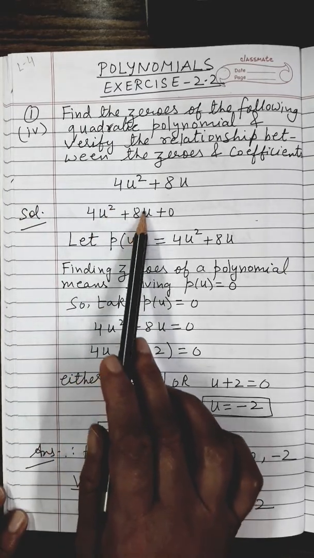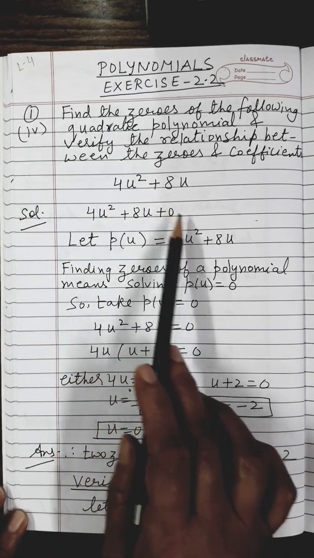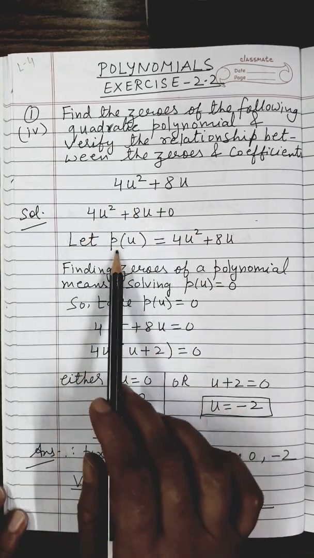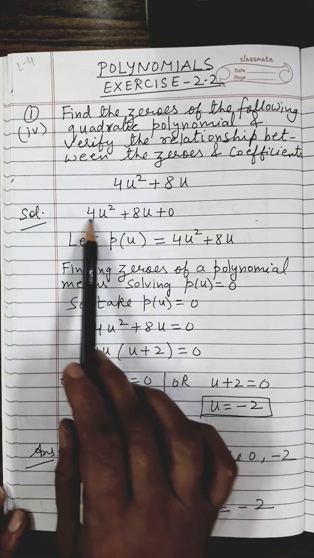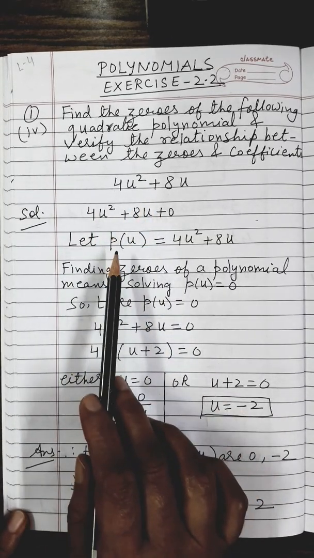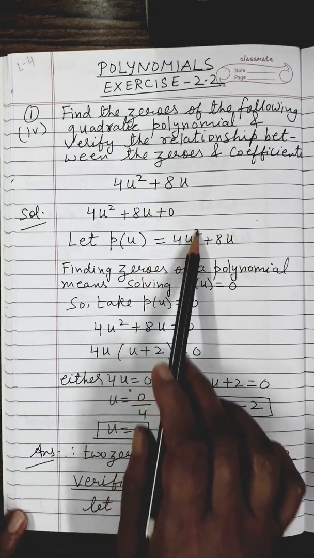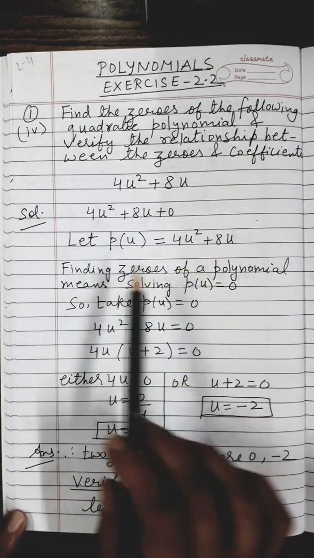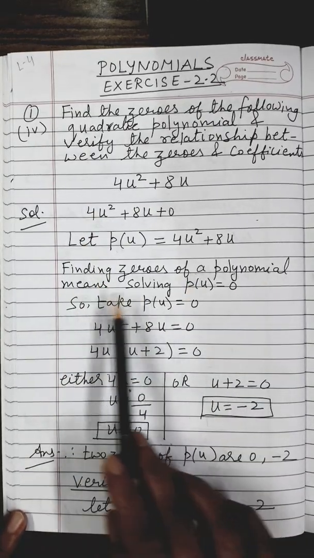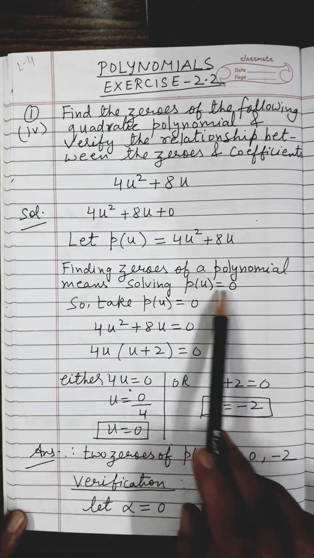4u square plus 8u plus 0. I am writing it from my side, and I will tell you the reason why I am writing it. Let us suppose we give it the name p(u). We write u because the variable used in this polynomial is u. So we give it a name: p(u) equals 4u square plus 8u. In the first part you have to find the zeros of this polynomial. Finding zeros of a polynomial simply means you have to solve p(u) equals 0.